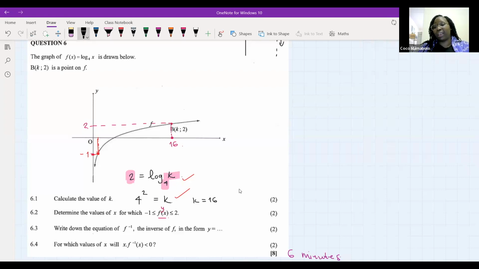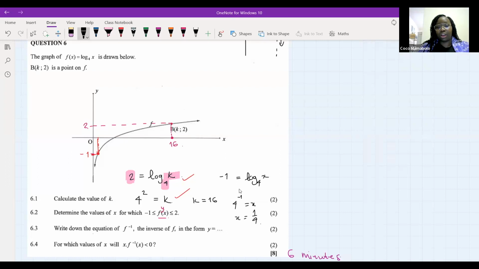We're just going to pop it back into the formula. -1 is equal to log of 4x, because that's what we're trying to solve for. So I know if I take this out of log form, I'm going to get 4 to the power of -1 is equal to x. Therefore, x at that point is equal to 1/4.